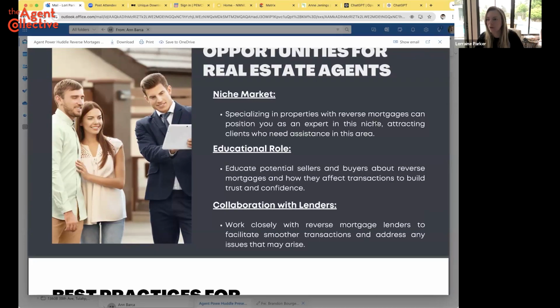Just because people sometimes have a complete freak out. One of the things I do is I call them retirement mortgages versus reverse, because there was such a negative connotation about banks taking homes from old ladies and all this stuff. So you always want to collaborate and work closely with your reverse mortgage lender.